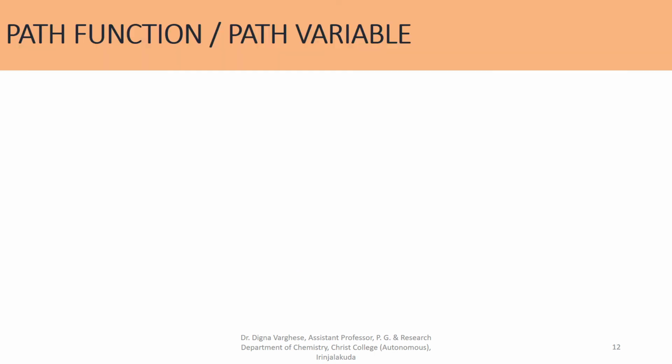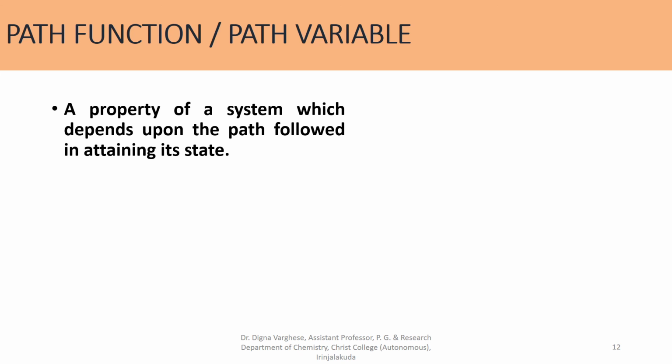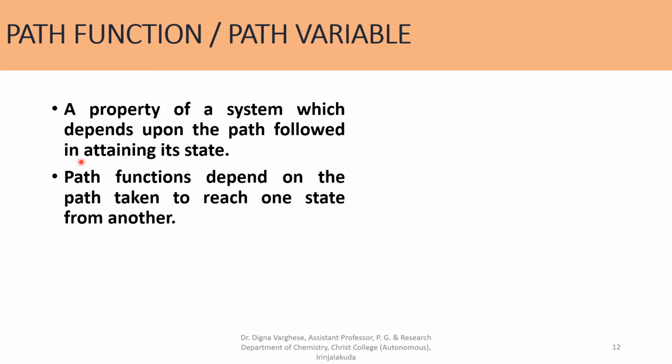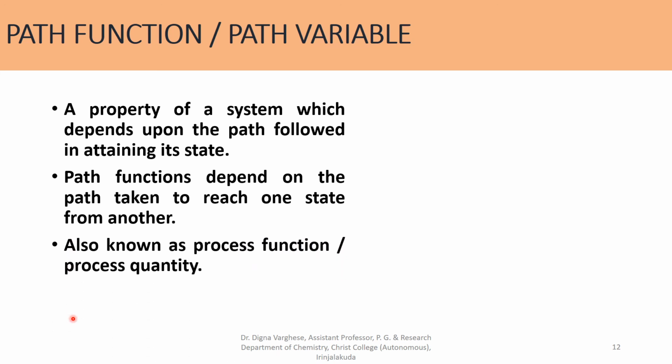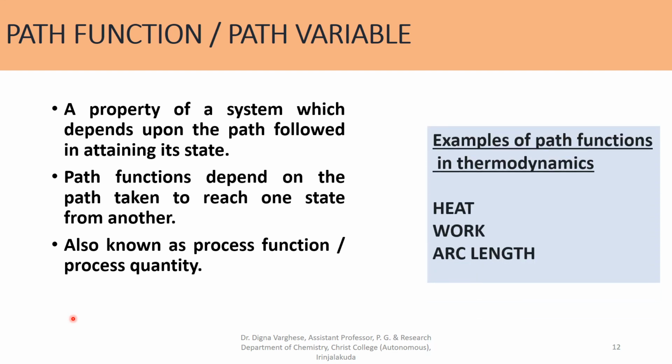Path function or path variable: a property of a system which depends upon the path followed in attaining its state. Path functions depend on the path taken to reach from one state to another. It is also known as a process function or process quantity. Examples of path functions are heat, work, arc length, etc.